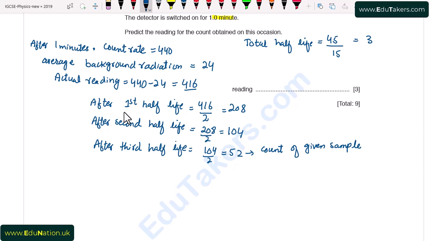Now, the background count is 24. So the total count will be equal to this count of the given sample, that is 52, plus the background count, that is 24. So that the total count comes to be 76. So I write here reading is equal to 76 counts.